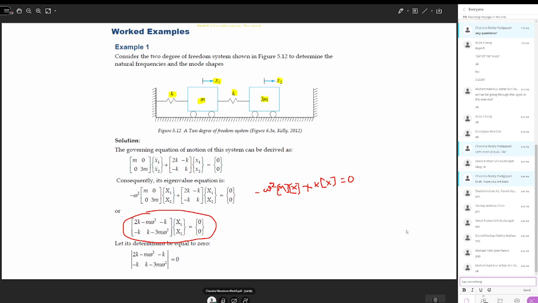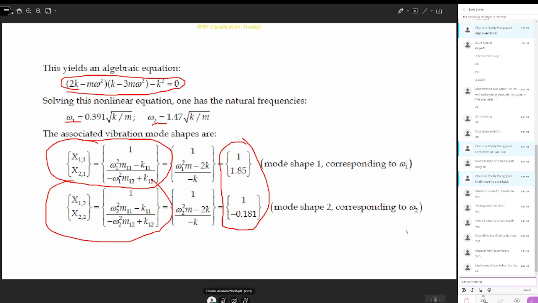Following the procedure, write down the equation of motion, then apply negative omega square mx plus kx is 0, then make the determinant 0. From the determinant you will get the quadratic equation; solve it and you will get the two frequencies. Once you get the two frequencies, you can get the mode shapes from the equations which we discussed earlier. All right, so put back all the numbers.